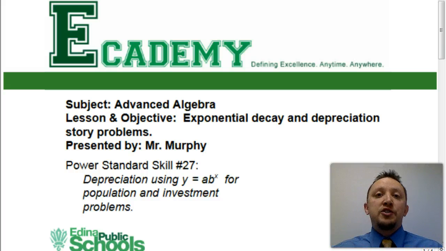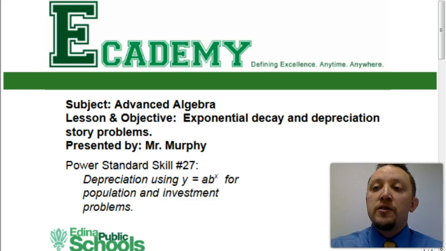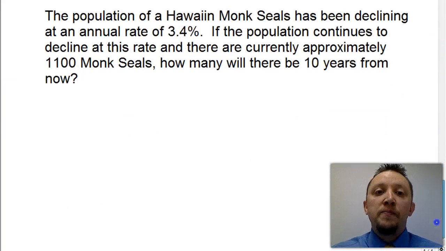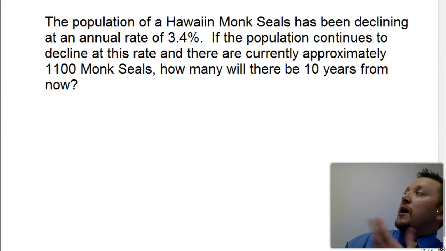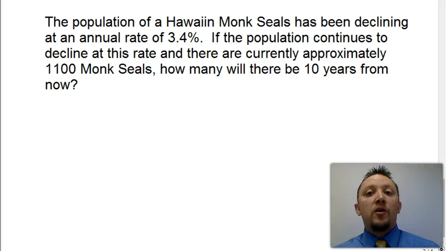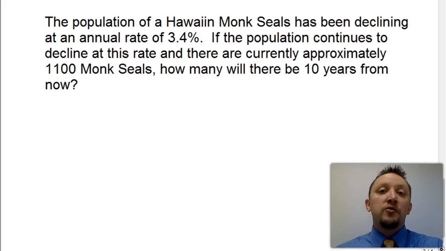There's going to be some slight changes, though, that we're going to be using in this particular skill. But let's look at an example that you'll be doing on your own here in a couple of minutes. So the example that you'll be doing on your own is this one, dealing with the population of Hawaiian monk seals. And this particular story problem is saying that, let's say the population is decreasing by a rate of 3.4%, which is actually true. Look this up on the internet.